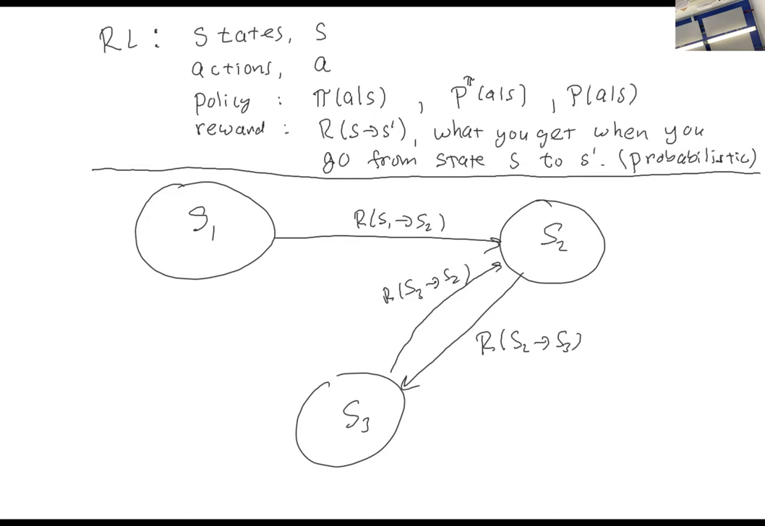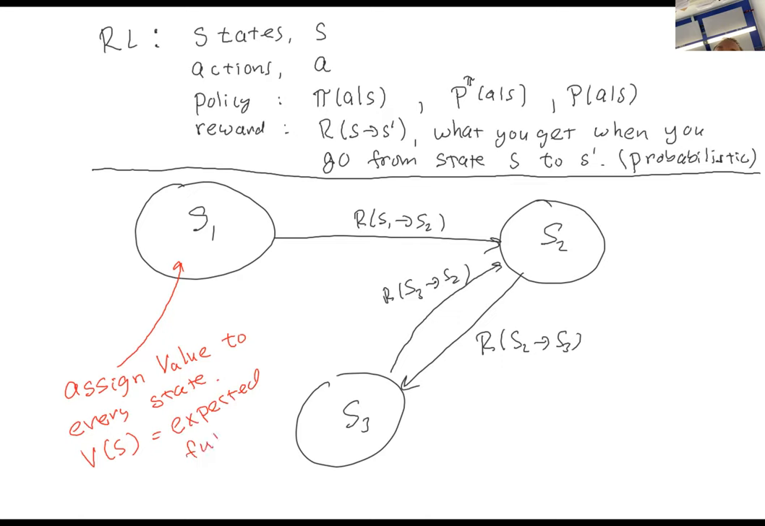And the key observation in reinforcement learning is that you can assign a value to every state. Call it V of S. And the value equals expected future reward. Okay, a state has high value if it's going to give you lots of reward, and it's got low value if it doesn't. And of course, it's very important that value depends on policy. Okay, it depends what action you take.